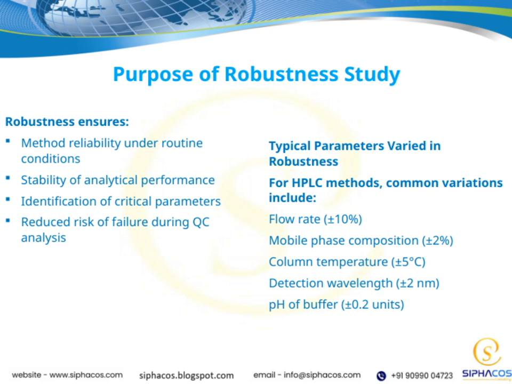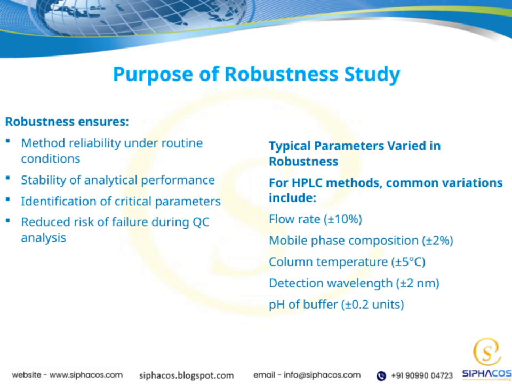We also look at column temperature, which can be varied by around 5 degrees Celsius, since temperature fluctuations are common in routine laboratory settings. Detection wavelength is another parameter, often adjusted by about 2 nanometers, to check the robustness of our detection system. Lastly, the pH of the buffer is varied by roughly 0.2 units to see how fluctuations might affect analyte separation and detection.